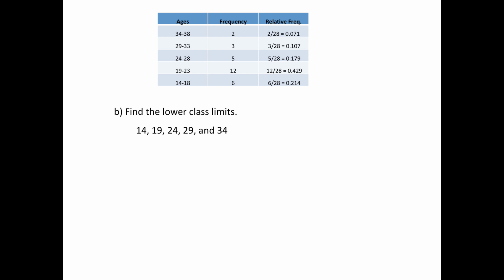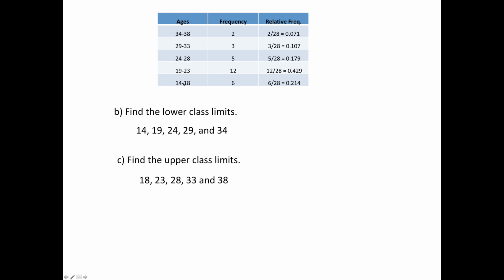So those are called the lower class limits. Well, on the other side of that are the upper class limits. So you have to be 18 would be the oldest and still be in this category. 23, 28 on the other side, those are the upper class limits.